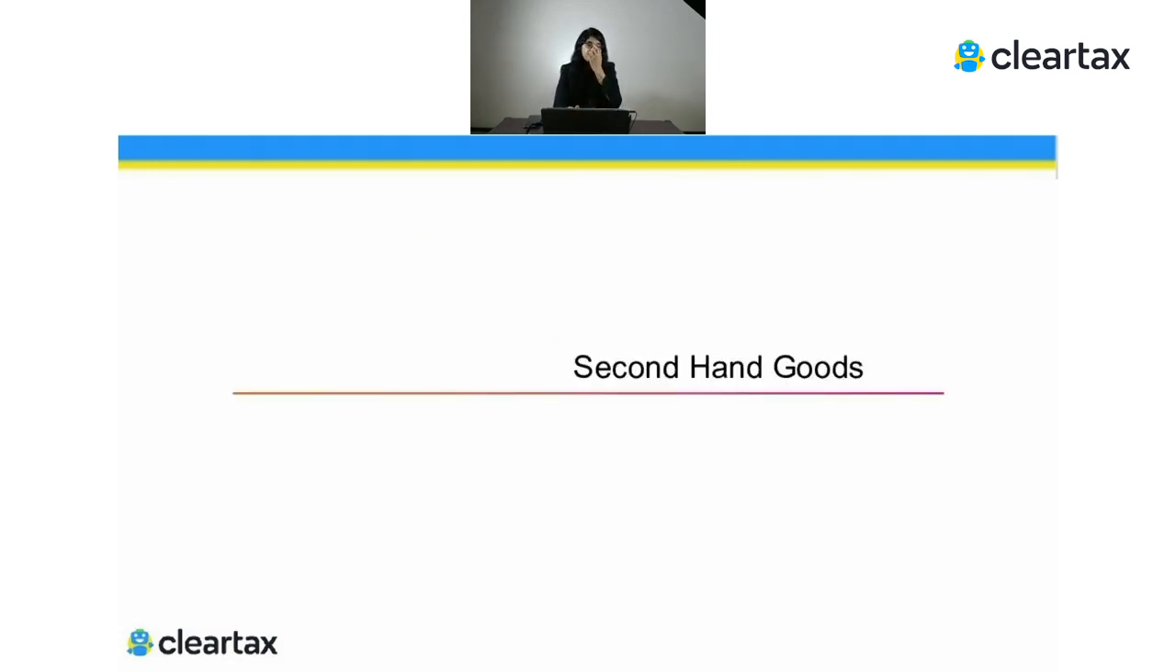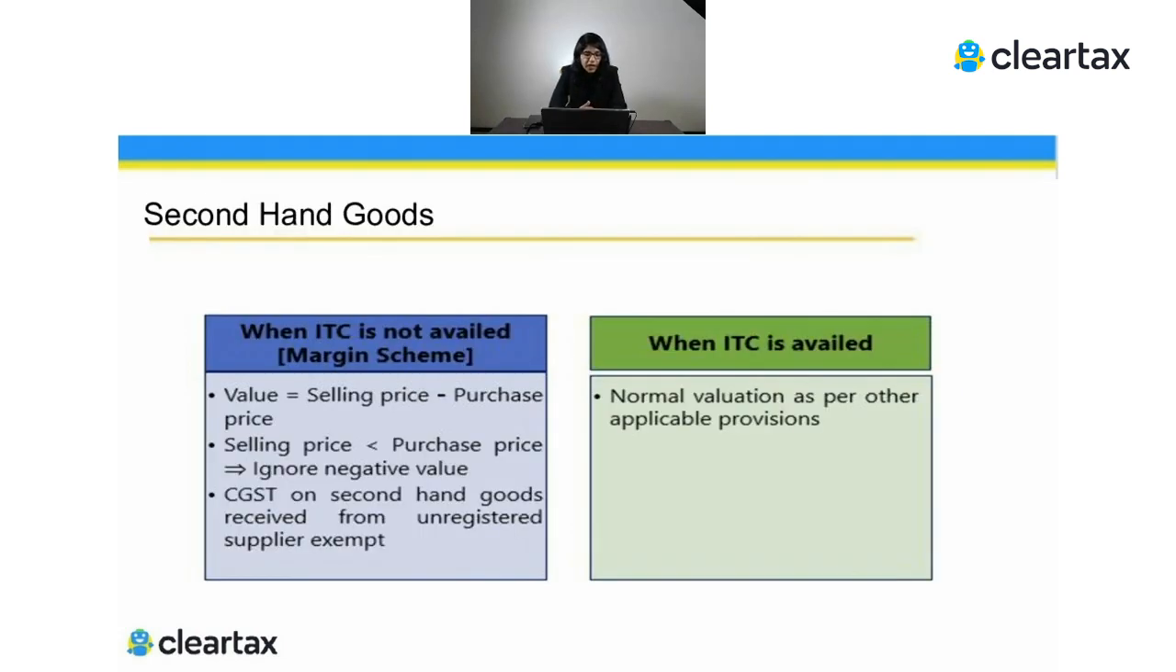Now the other important part is second-hand goods. If we are talking about second-hand goods, ideally the taxable value cannot be the selling price, because if I'm selling for something and that becomes the taxable value, it's a huge liability for me. So in this particular case, when you're dealing with second-hand goods, it applies when the ITC is not availed. If you're not availing the ITC, then the value will be the selling price minus the purchase price, and if the selling price is less than the purchase price, then you just ignore the negative value.